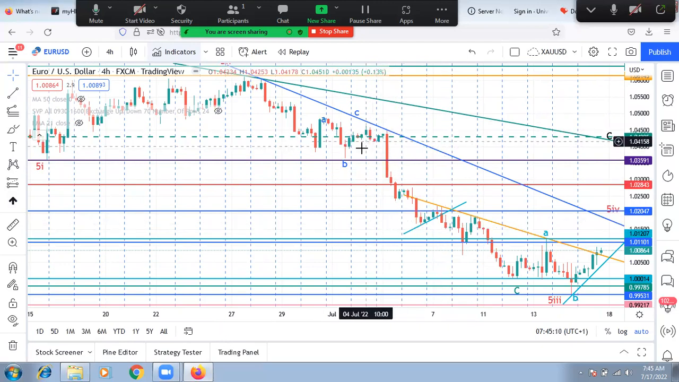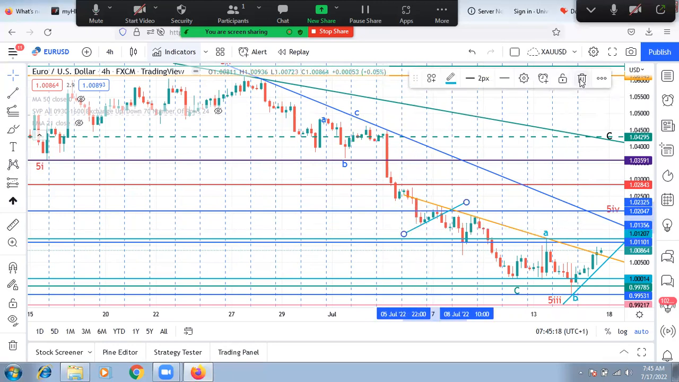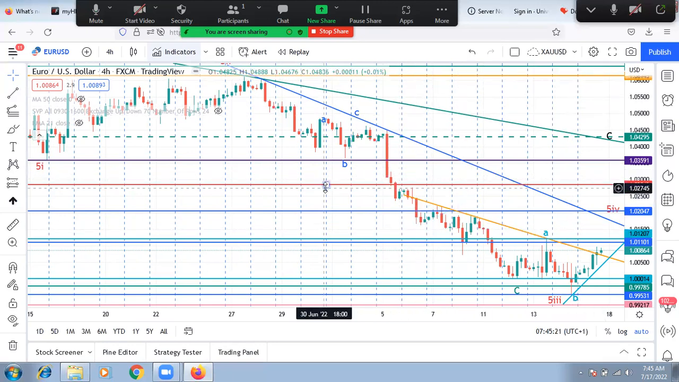Let me use this area to teach you what I'm trying to say, to find an entry, a perfect entry. I believe what I'm doing this morning is going to help you. These are areas of confluence.